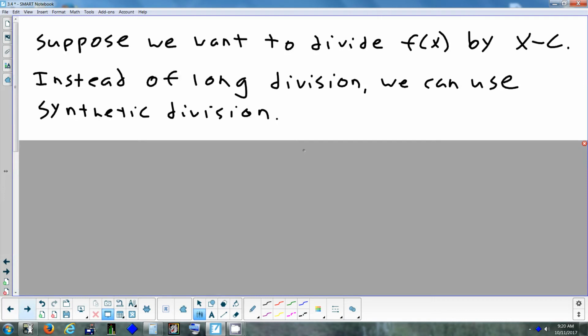Okay, so any questions on the rational root theorem? We'll do more with it later on, but that's basically it. That's the idea of the rational root theorem.